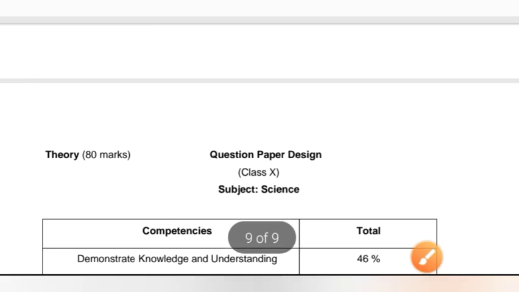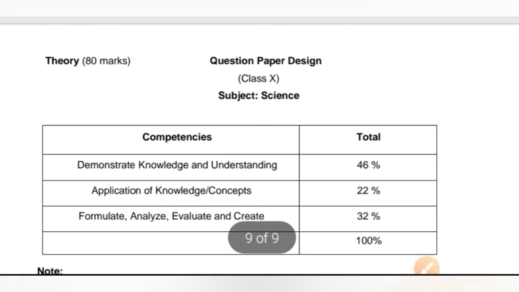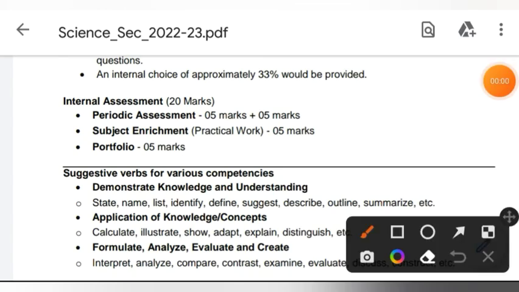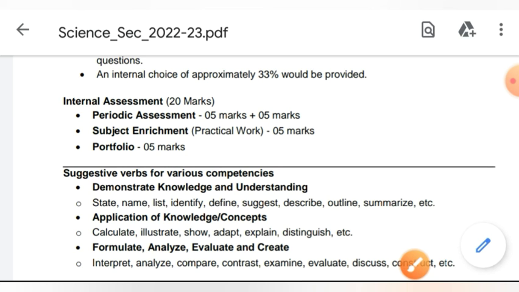And this is the theory. See that, in the internal assessment, the periodic assessment was 5 plus 5, 10 marks, and subject enrichment, that is practical work, is 5 marks, and portfolio is 5 marks. I left out most of the practicals and some things so as not to make the video lengthy. So that is the information.